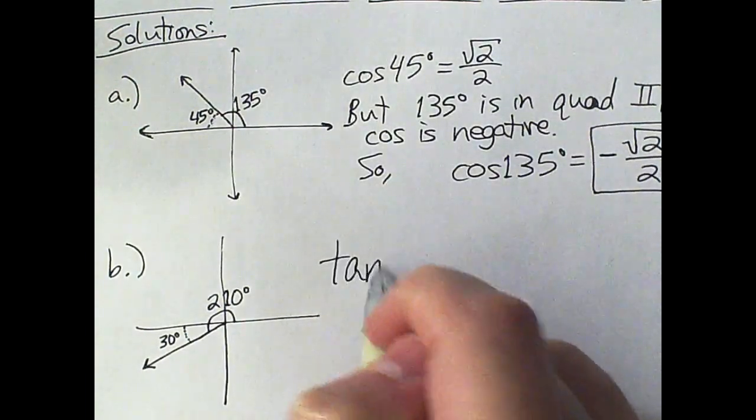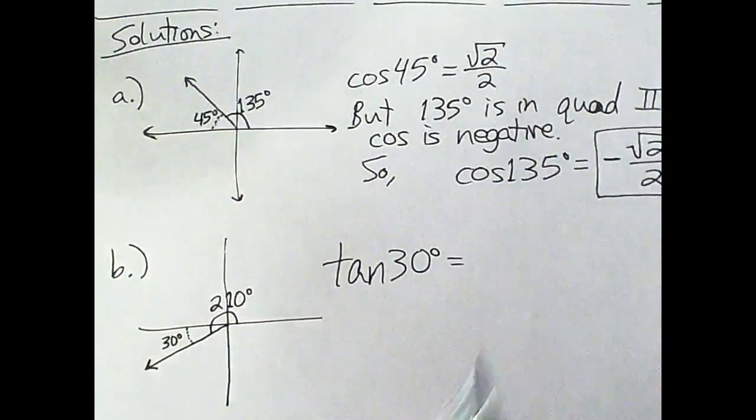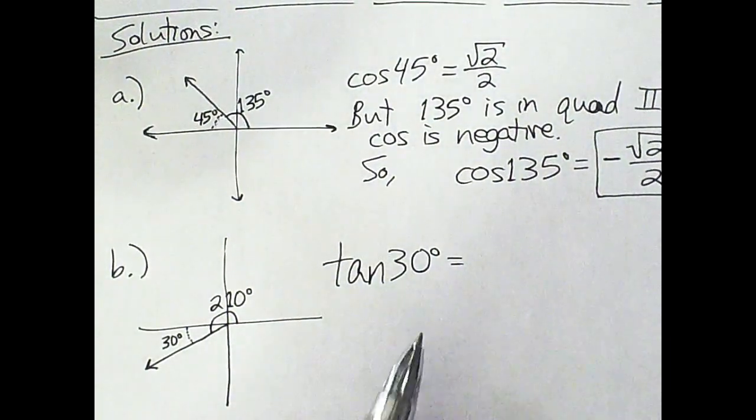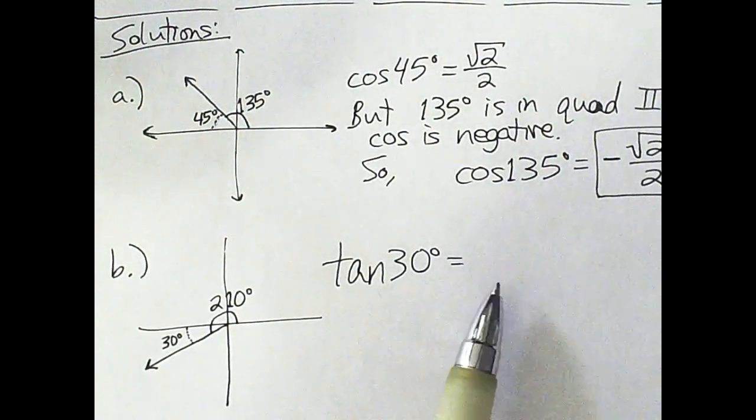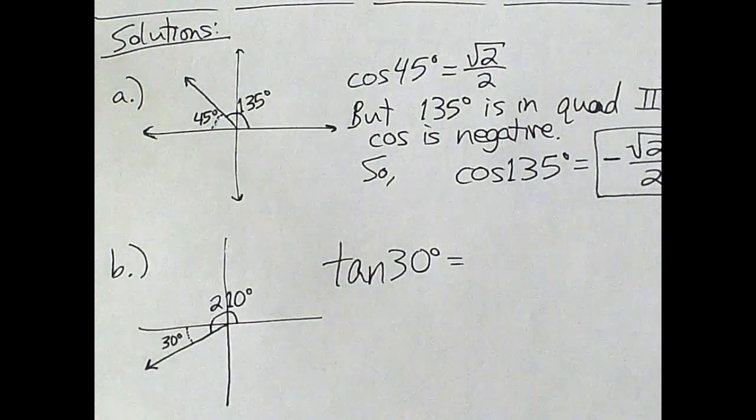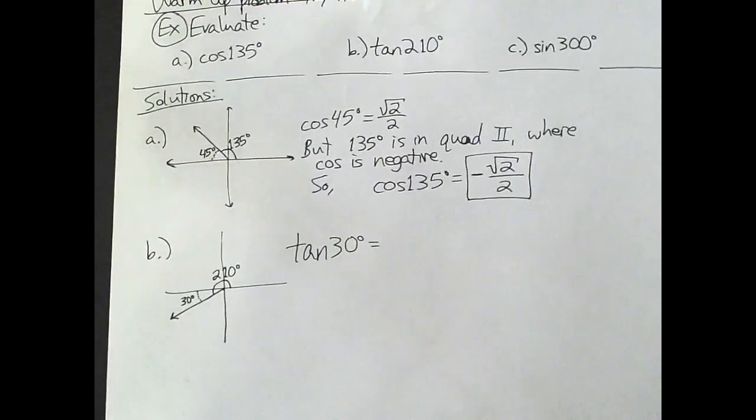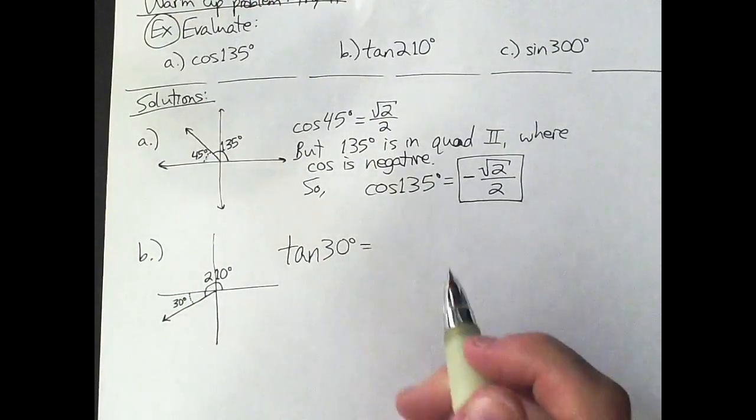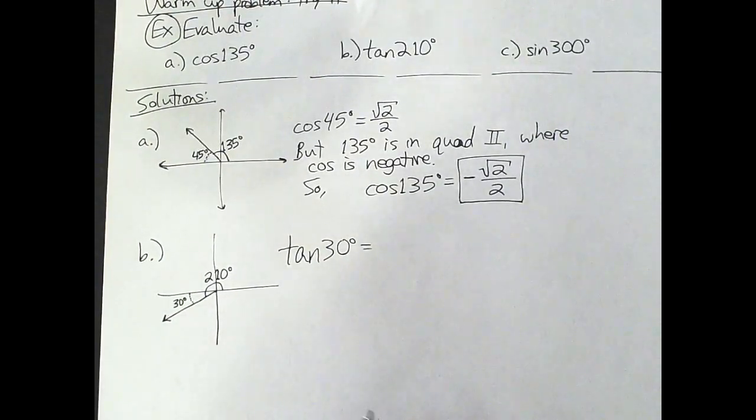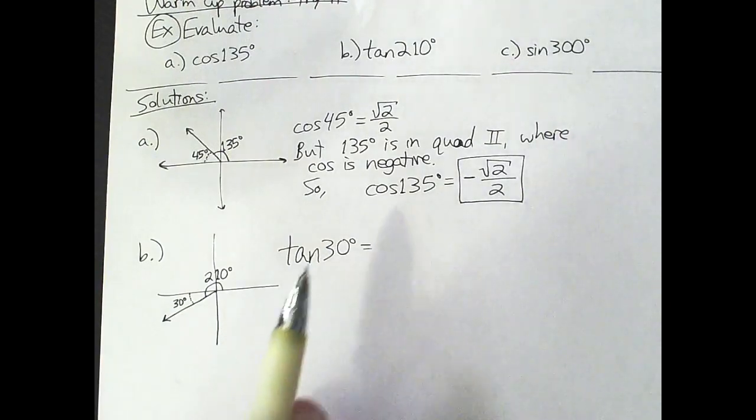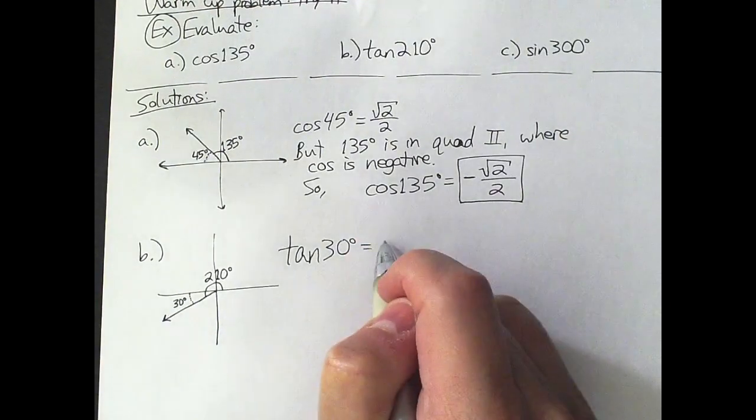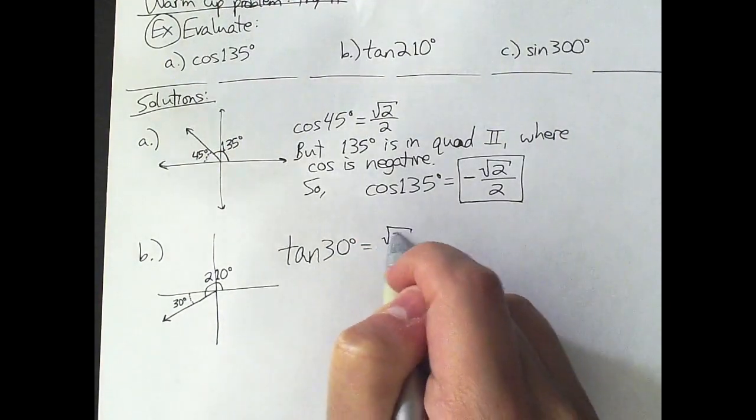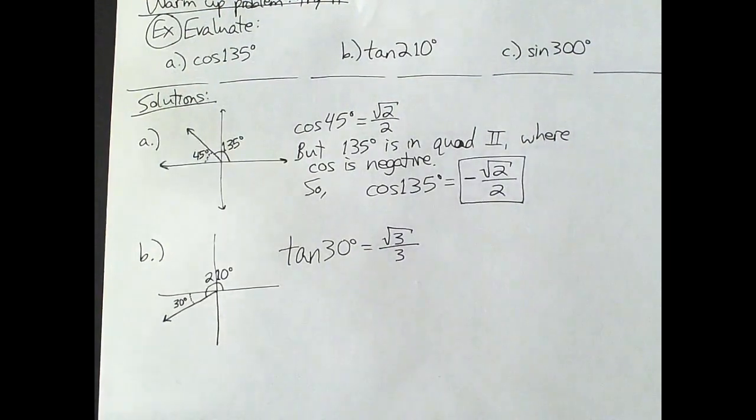Anyway, tangent of 30 degrees. We'll figure out tangent of 30 degrees, and then the answer for 210 is going to be some form of this answer. We'll just have to figure out if it needs a plus or a minus sign. So tangent of 30 degrees, I'm going to skip some of the steps. You could think of this as sine of 30 degrees over cosine of 30 degrees. Simplify, and you should get the square root of 3 over 3.